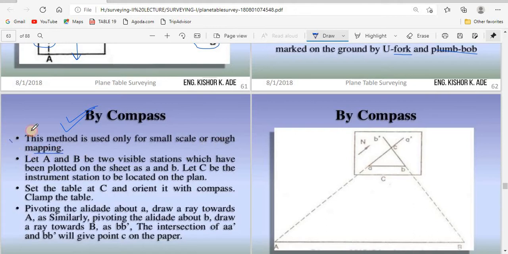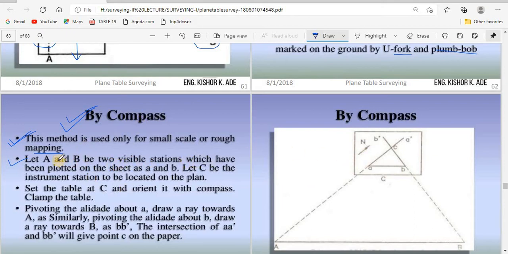So this method is adopted when the survey is to be done in a very small area. Let A and B be the two visible stations. As I have told you, you have to establish a new point with the help of two reference points. Let A and B be the two visible stations.